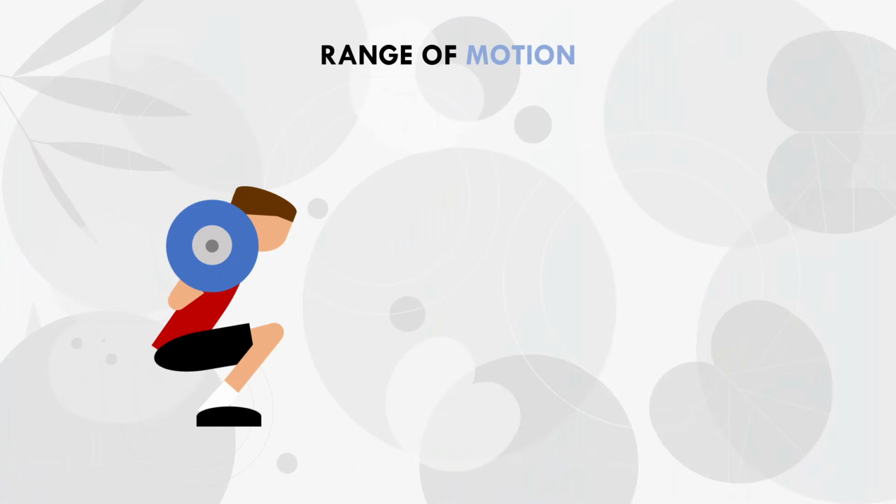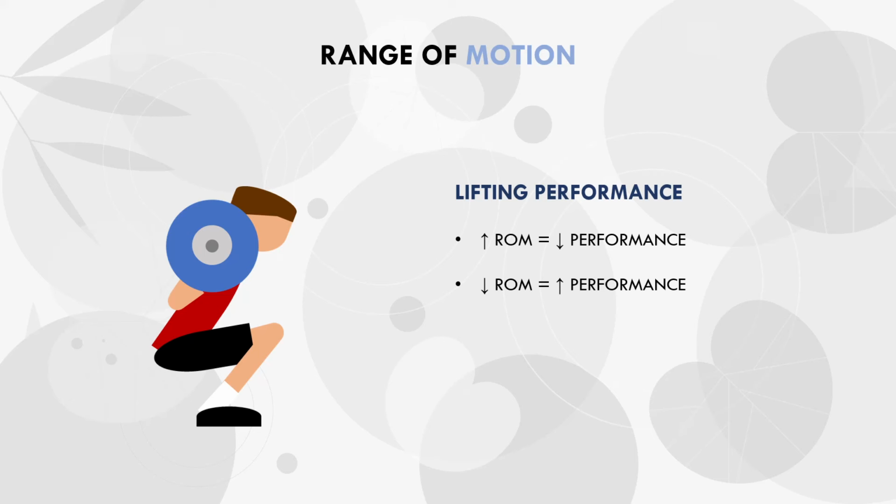The first technique consideration is range of motion. Range of motion refers to how far the joints move through an exercise and the extent of muscle lengthening and contracting. In almost all cases, a larger range of motion results in decreased lifting performance. In other words, when we lift through a larger range of motion, we cannot perform as many repetitions or lift as much load in each set.